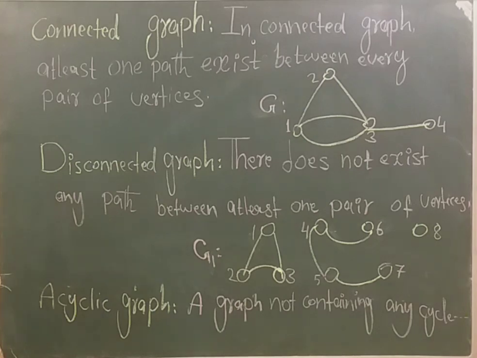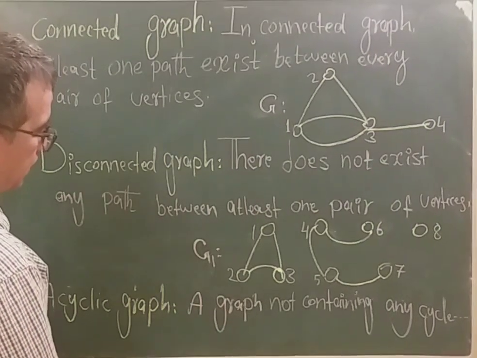Okay, let's go to cyclic graphs. Before explaining cyclic graphs, we have to know what a cycle in a graph is. A cycle in a graph is a non-empty trail in which only the first and the last vertex are equal.